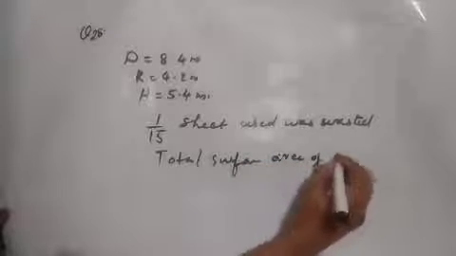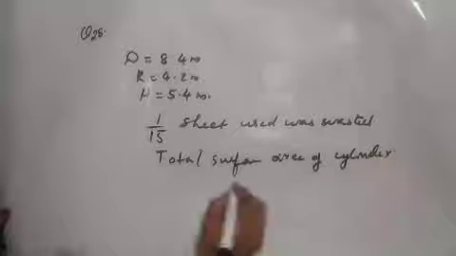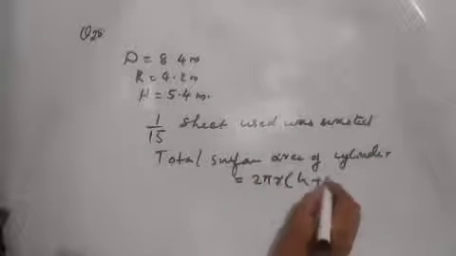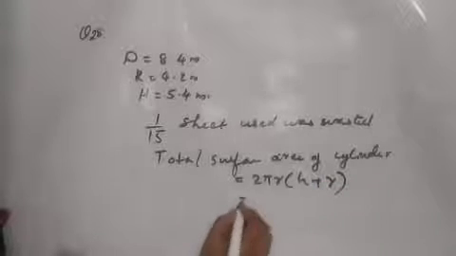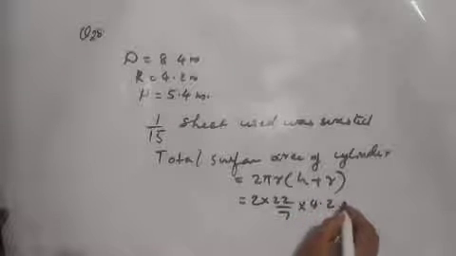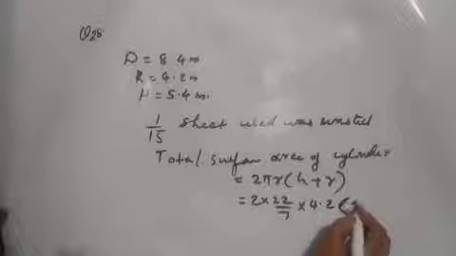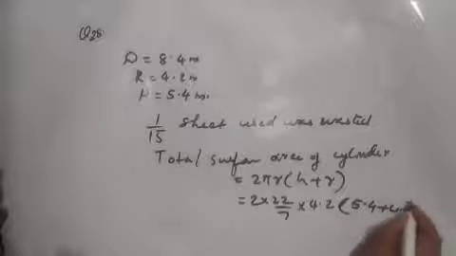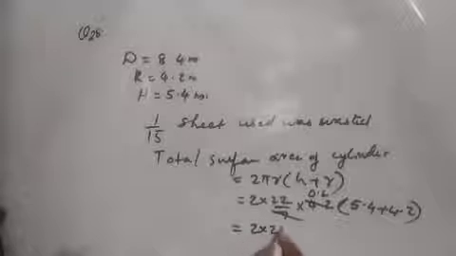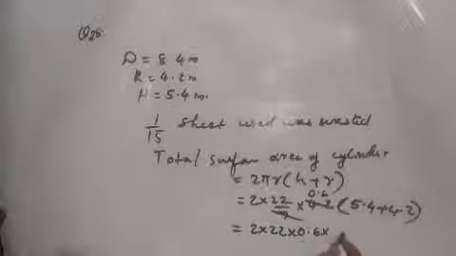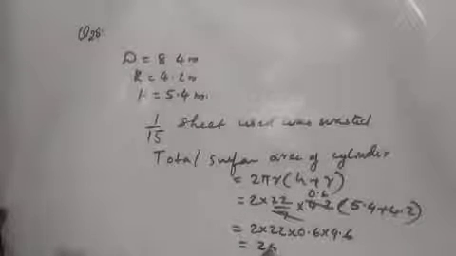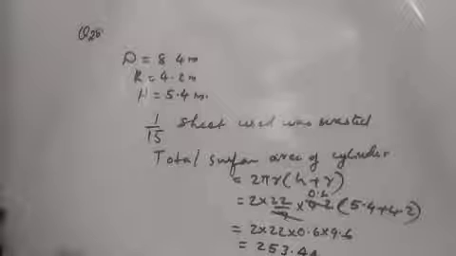How can we obtain the total surface area of cylinder? Yes, it is 2 pi r into h plus r. First you calculate that. 2 into 22 by 7 into r is 4.2 and h is 5.4 plus 4.2. That is equal to 2 into 22 into 0.6 into 9.6, which gives 253.44 meters square.